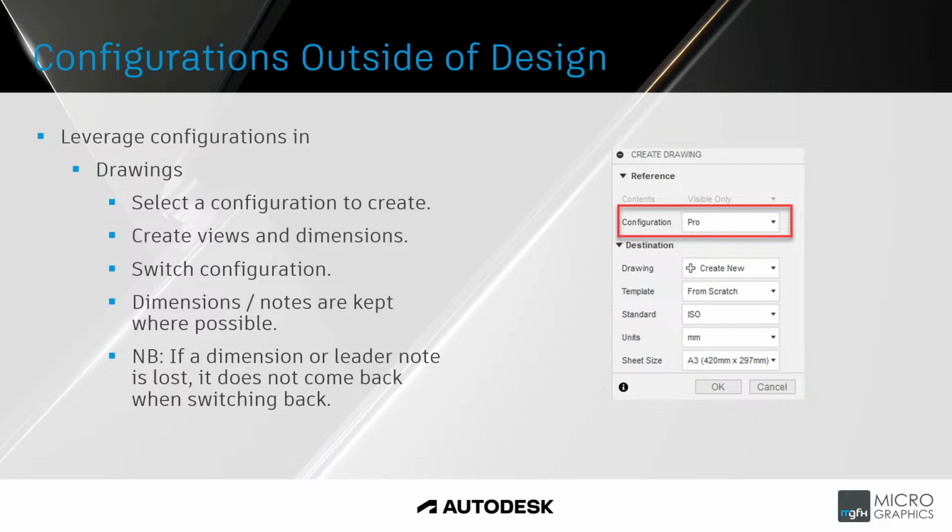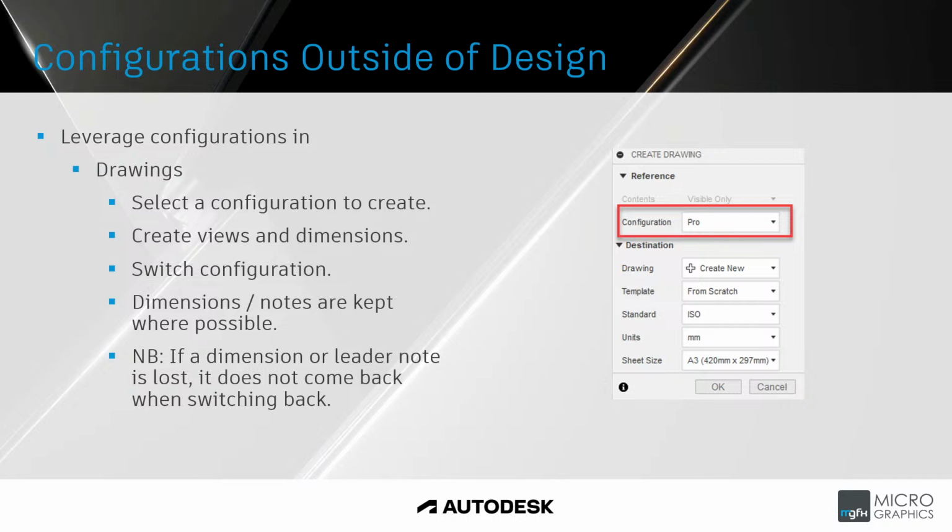But once a drawing is created, we can switch between configurations within the drawing. So your process here typically would be then to select a drawing, select a configuration to create the drawing for. So in this case, the Pro configuration. Create your views and dimensions as required. And if you need to, you can then within the drawing switch configurations. And as far as possible, dimensions and notes are kept. If there is geometry that is suppressed, any dimensions or notes that are added to that geometry is lost, and unfortunately they do not come back when switching back to another configuration.